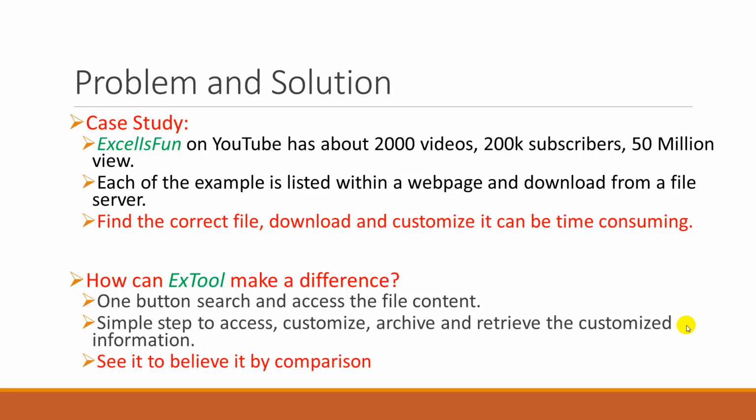Let's recap here. We showed how a typical user would download the file from the web link and use it. In comparison, using ExcelIsFun, we can target the particular information, download it, archive, and retrieve it with customized information. And the comparison shows that ExcelIsFun saved about a minute for this example.